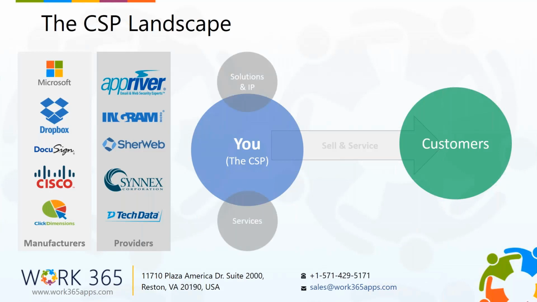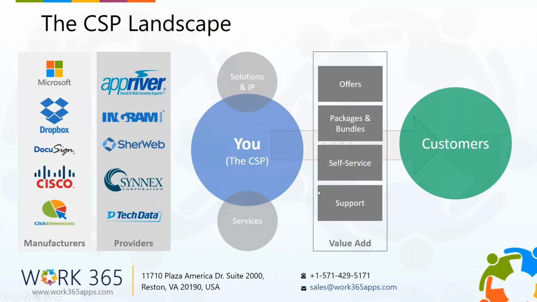And on top of these services, we're looking to build IP through differentiated verticalized product offerings. We package them with our labor and services sometimes, and we provide them as value-added services. We create offers, self-service, and support services for our customers. And we will see how Work 365 enables you to implement and manage this entire life cycle and process.